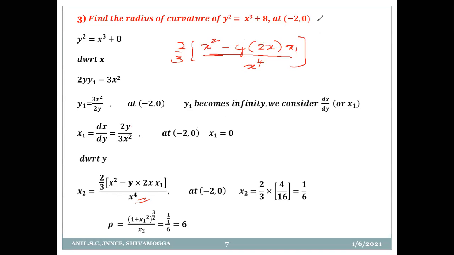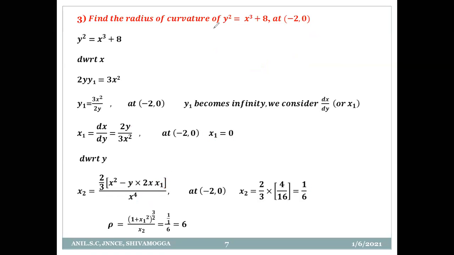And this derivative is required at minus 2 comma 0. When x is equal to minus 2 and y is equal to 0, x1 is equal to 0. Therefore, this product is equal to 0 because x1 is equal to 0. 0 into anything is 0. Therefore, this term will be 0. So what you get here is 2 by 3 into x square. X is minus 2, whole square is 4, divided by minus 2 whole power 4 is 16. On simplification, you get 1 by 6. X1 is equal to 0 and x2 is equal to 1 by 6.